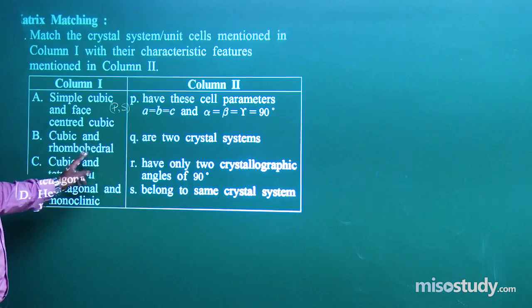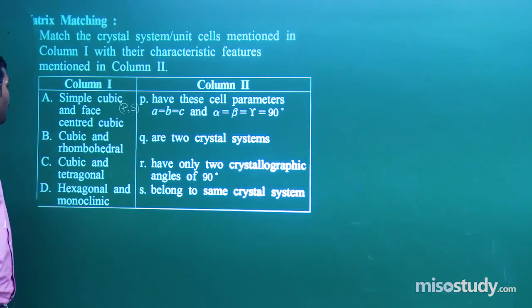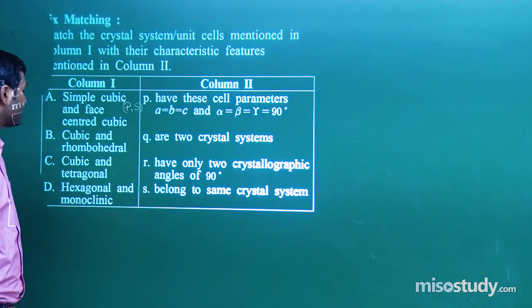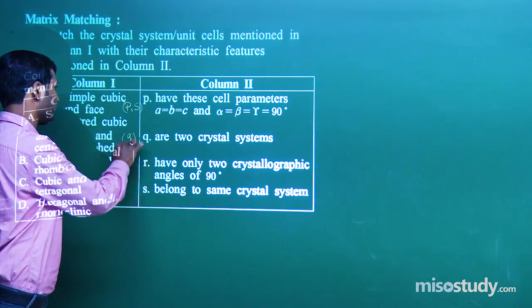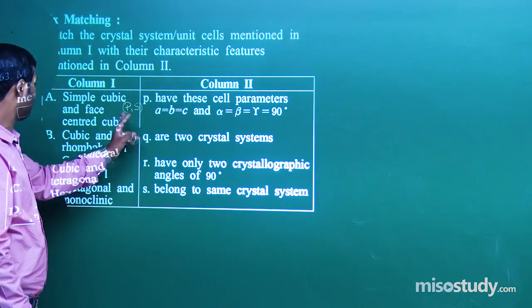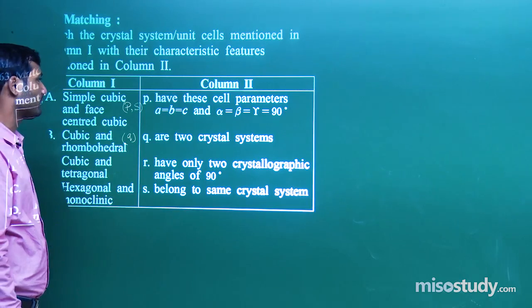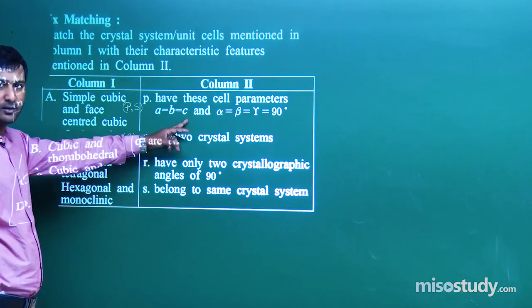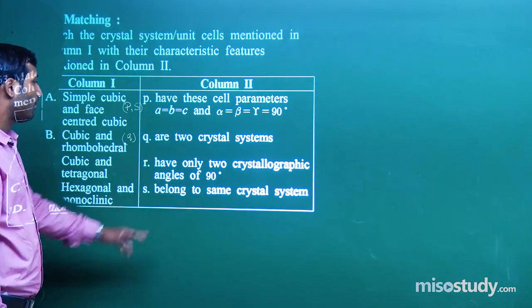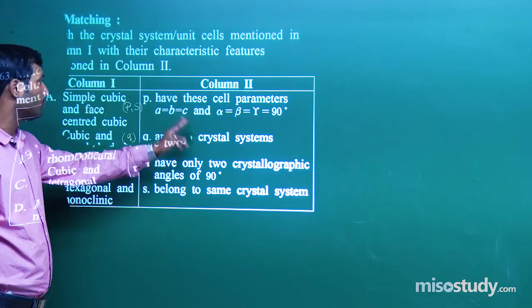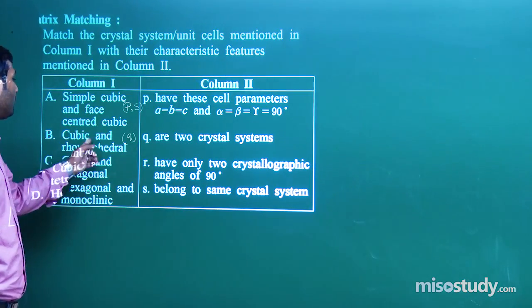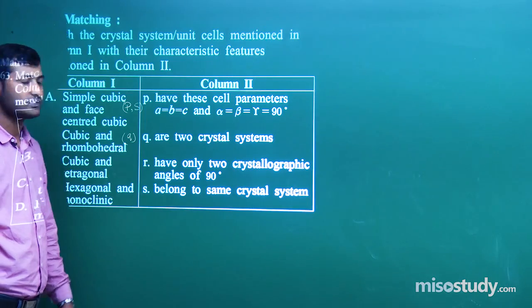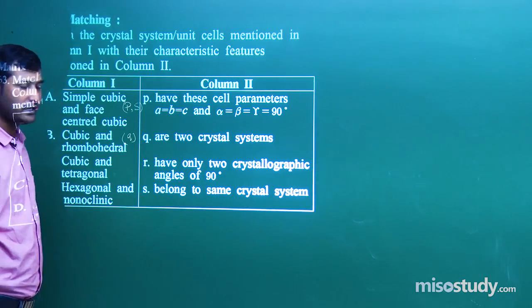Now cubic and rhombohedral: are they different crystal systems? Yes, 2 different crystal systems. For cubic a is equal to b is equal to c, alpha is equal to beta, but for rhombohedral this is not the parameter, you know. Have only 2 crystallographic angles of 90 degree? No, cubic has 3, so this is not correct. Belong to the same crystal system? No, cubic and rhombohedral are different crystal systems. So only Q is the correct option.